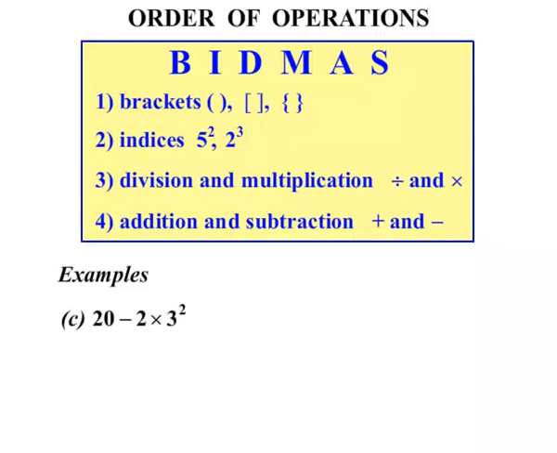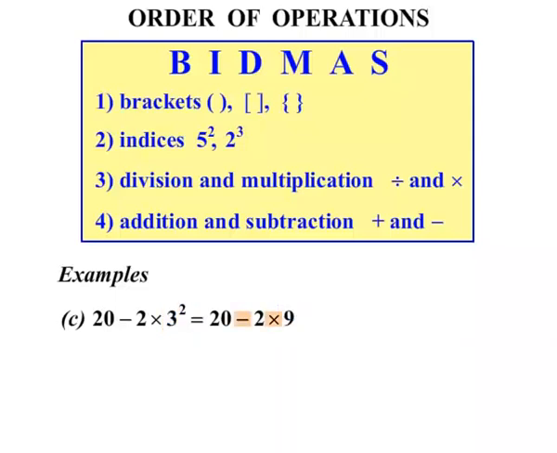So the next one, 20 minus 2 times 3 squared. So we've got a subtraction, a multiplication, and an indice. We're going to do the indice first. So we're going to rewrite that whole question as 20 minus 2 times 9. And all we've done there is we've changed the 3 squared, we've rewritten it as 9.